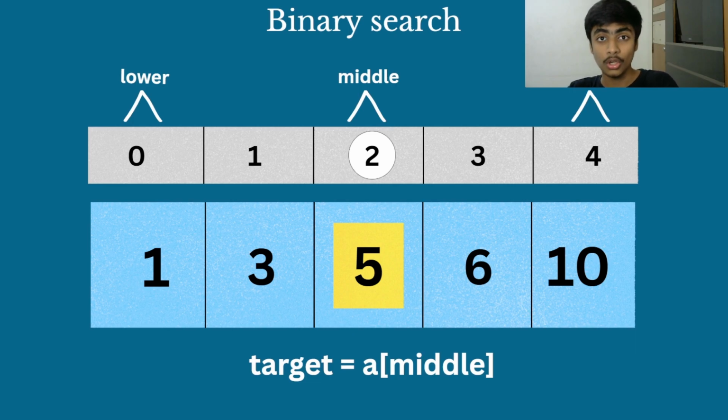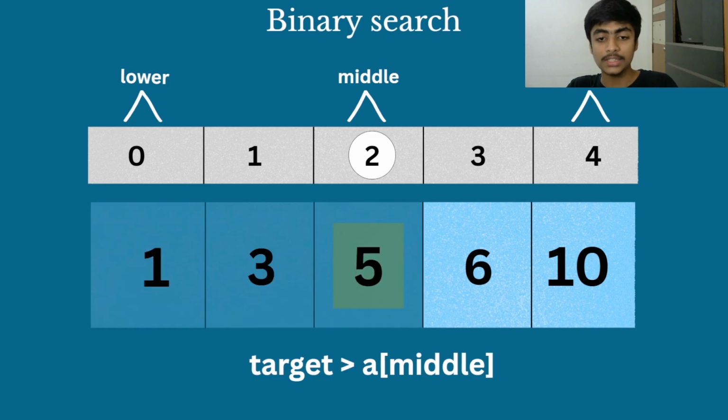If this is true, we don't have to execute this program anymore. We found our middle element. But if this is false, we're going to check if the target value is greater than a of middle. Remember, since our array is sorted, if our target value is greater than a of middle, it must be somewhere to the right of the middle element.